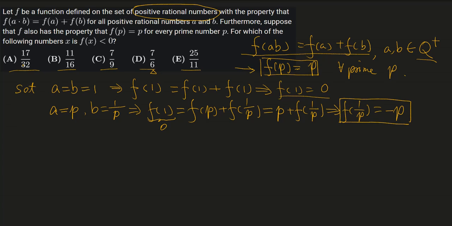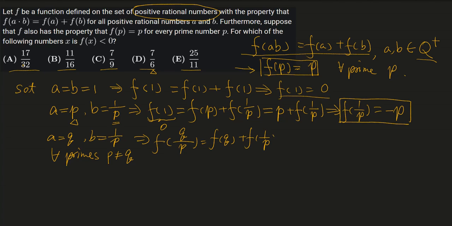However, by checking these choices, we realize that, first, none of these choices has a numerator of 1. Second, many of the numerators or denominators are composite numbers. Therefore, we should really try something new. So let's derive some new properties of this function. First of all, let's make the numerator different from the denominator. Let a equals q and b equals 1 over p, where p and q are primes, p not equal to q. So this gives f of q over p equals f of q plus f of 1 over p, and from the above result, that equals q minus p.